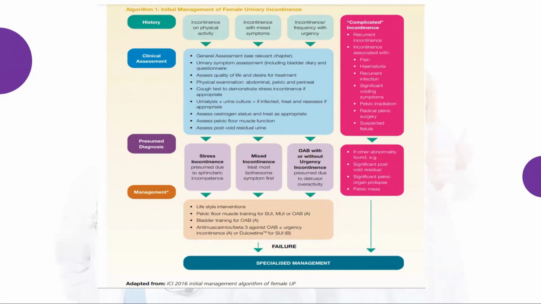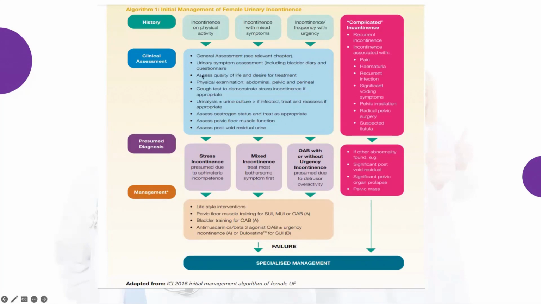So that is why these things are in red: if there is significant pain, if there is recurrent incontinence, or if there is hematuria, if there is recurrent infection, or there are significant voiding symptoms, or there is a past history of any irradiation or pelvic surgery, or you're suspecting a fistula, so of course these are the high alert signs. So you have to refer them to the tertiary centers. Okay, this is why. You don't deal with them, you refer to the tertiary center or the higher next level.